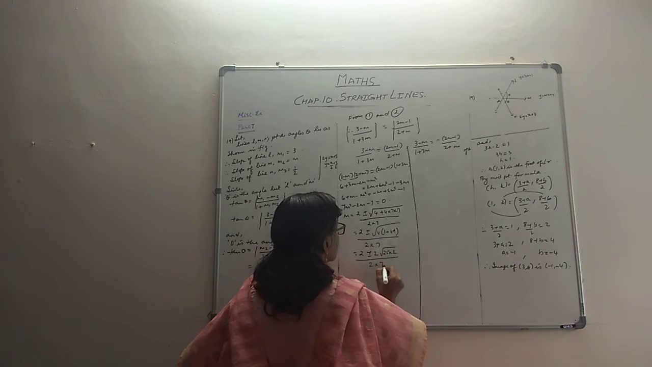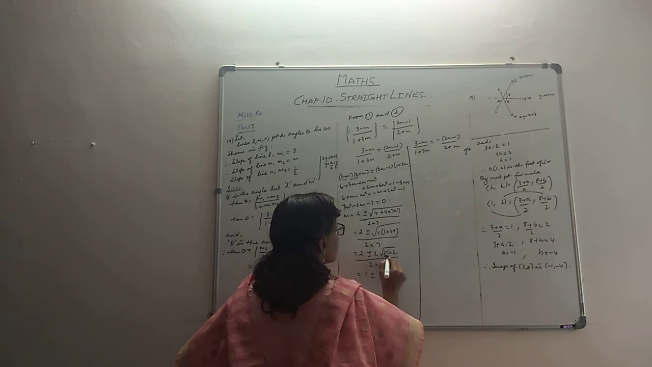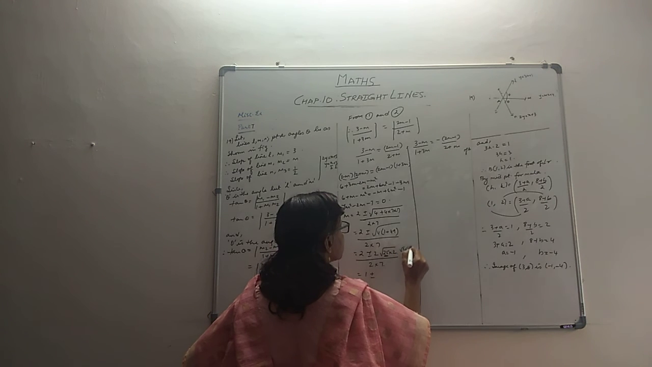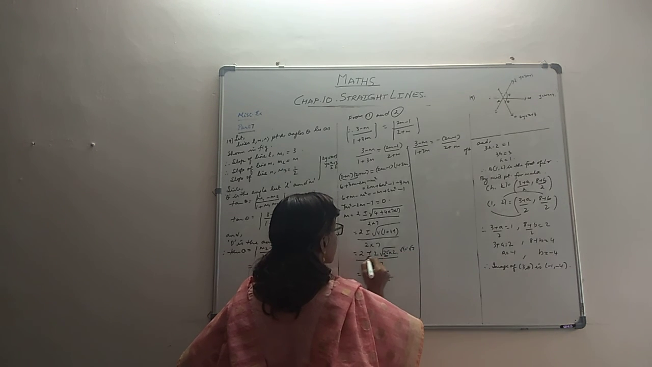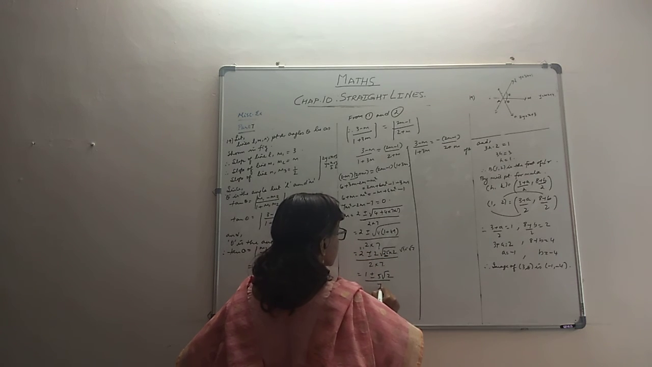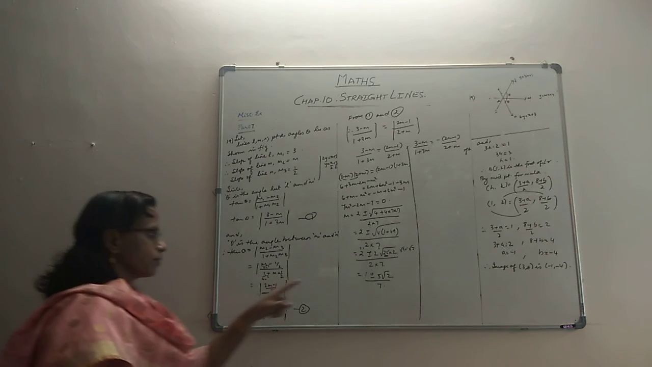So this 2 you can take common from everywhere. 1 plus or minus root 25, this is root 25 into root 2. And root 25 is 5, so 5 root 2. We have 2 common, and that 2, this 2 is cancelling. That's it. This is one value, 2 values of m from this equation.